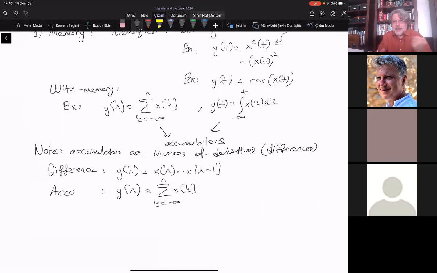If you pass an input through an accumulator and then pass that output through a first difference, you come up with the first input signal, the starting signal. Or you may interchange their places as well. If you first difference a signal and then apply it to an accumulator, you come up with the original input signal. These two are inverse systems.